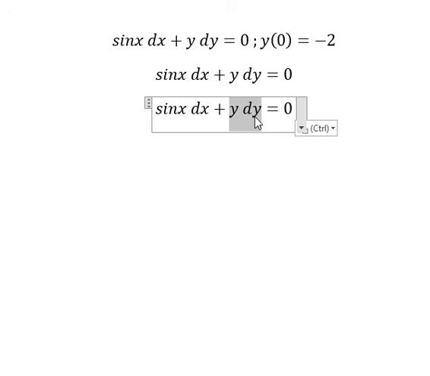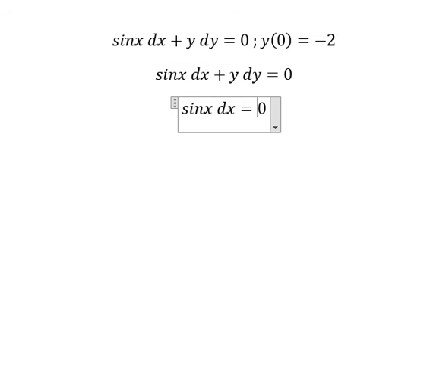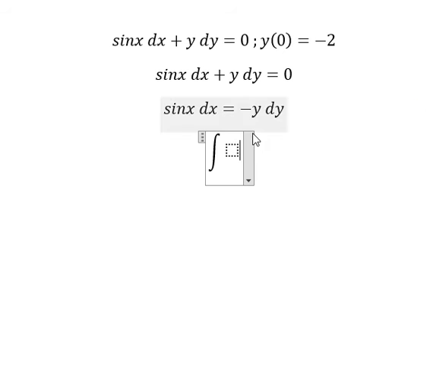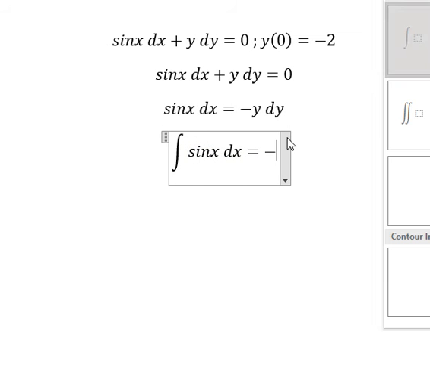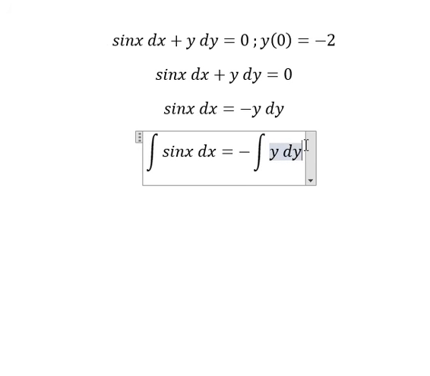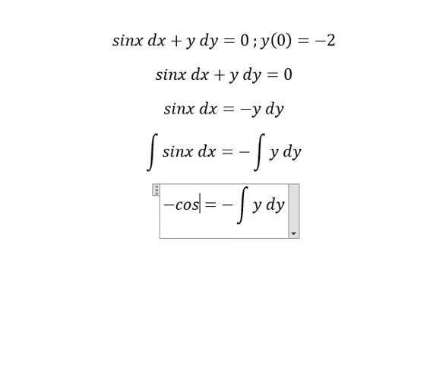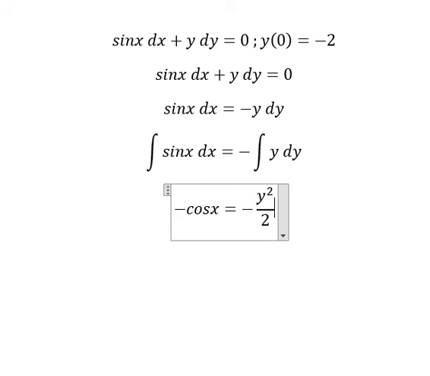I will put this one to the right, and we have negative y dy. Next, we need to integrate both sides. The integration of sine x is negative cosine x. This one we have y squared over 2, and I will put plus c.